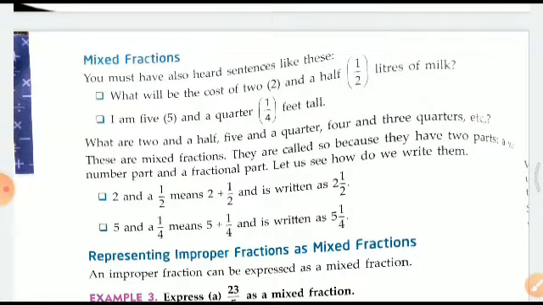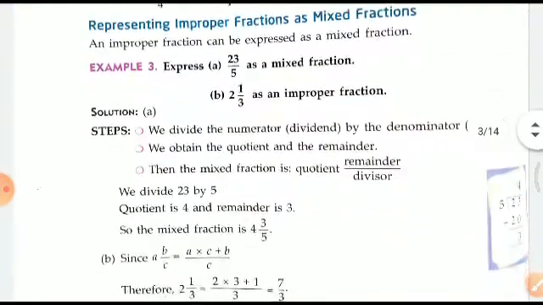They are called so because they have two parts, one number part and the other a fractional part, right? So see, 2 and 1 by 2 means 2 plus 1 by 2 and is written as 2 1 by 2, right? 5 plus 1 by 4 is written as 5 1 by 4. Now, representing an improper fraction as a mixed fraction.